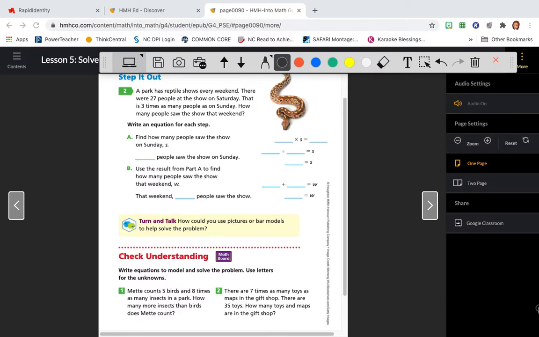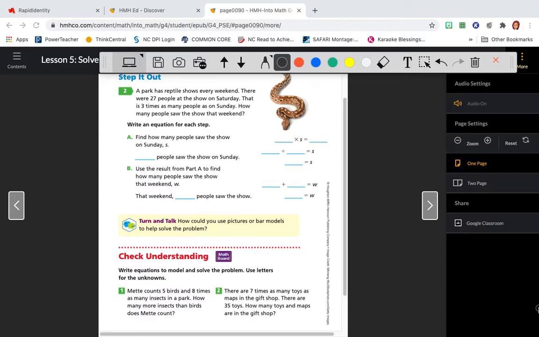A park has reptile shows every weekend. There were 27 people at the show on Saturday. That is 3 times as many people as on Sunday. How many people saw the show that weekend? Write an equation for each step.